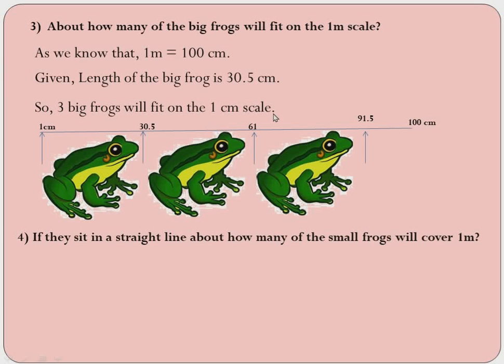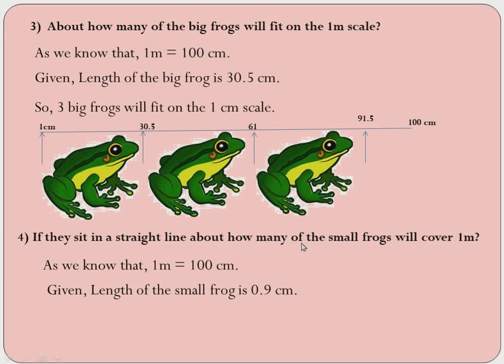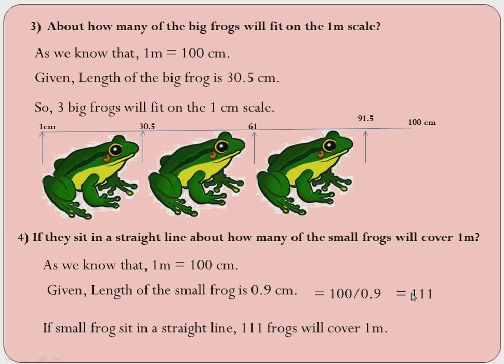Okay children? Now if they sit in a straight line, about how many small frogs will cover 1 meter? We know 1 meter is 100 centimeters. The length of the small frog is 0.9. So what do you do? 100 divided by 0.9. Similarly here also, if you do 100 divided by 30.5 you will get it, but as the calculation is difficult for you, I showed you in this way. 100 divided by 0.9 is nearly 111. So how many small frogs can sit? Nearly 111 small frogs can cover 1 meter.